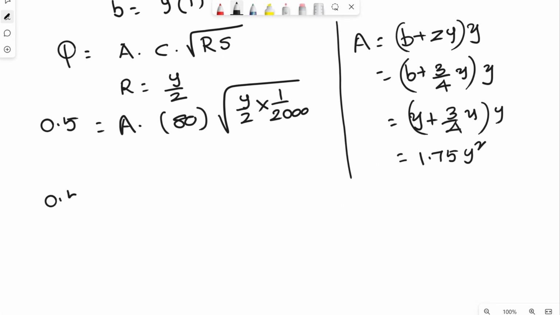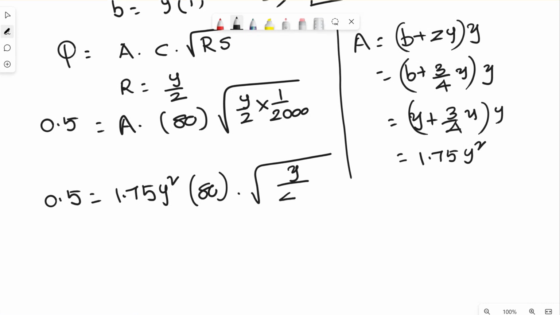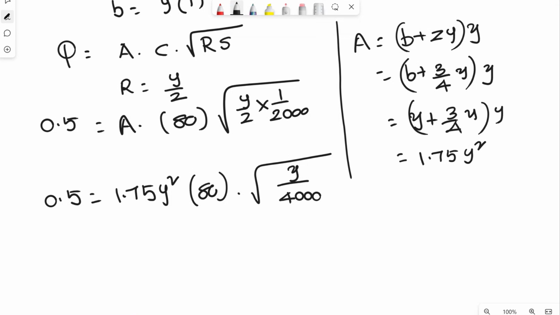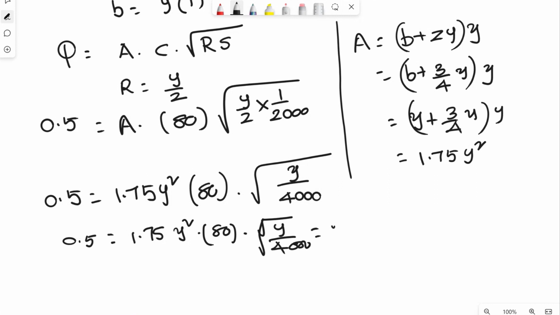So substitute here. 0.5 is equal to 1.75 y square into 80 into square root of y by 4000. So this is what we got, right? If I write it in this direction, it is 1.75 into y square into 80 into root y divided by 4000. Now we calculate this, 0.5. If I calculate this, it comes to 2.2135 into y to the power of 2 plus half, that means 2.5, which is 5 by 2.